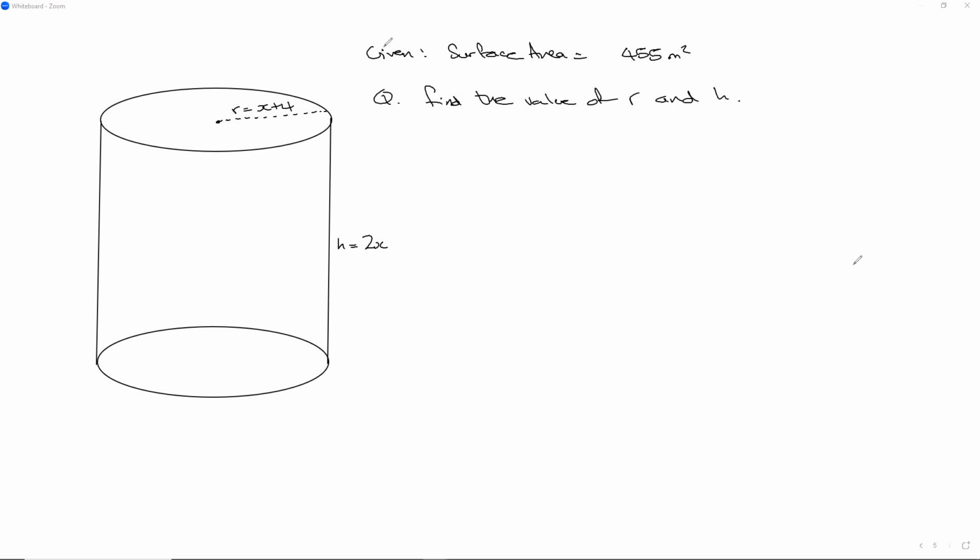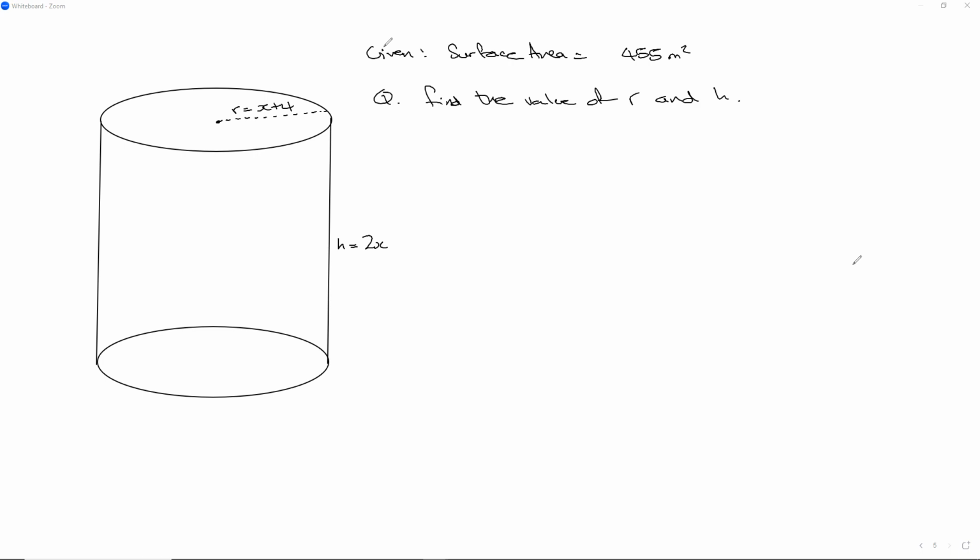So I've got a cylinder, but this time the cylinder is going to have some values of x in there, which I need to use to find the surface area. Okay, so I've got my cylinder over here. Okay, so that's my cylinder.